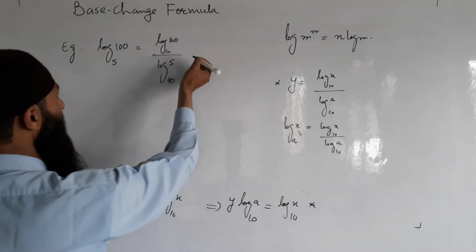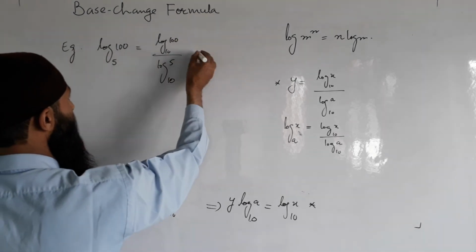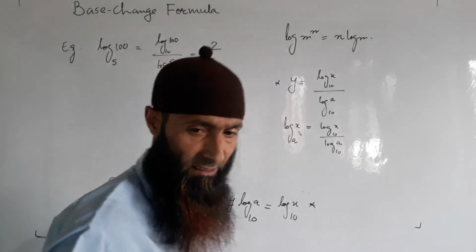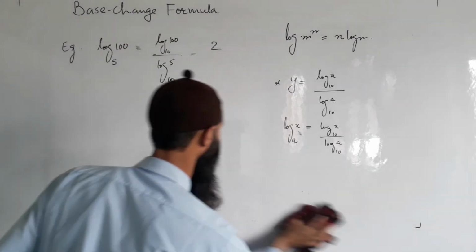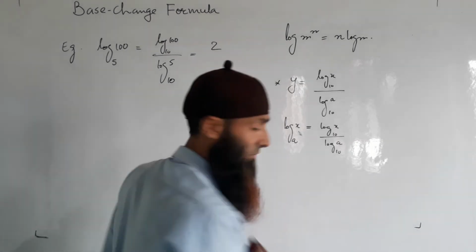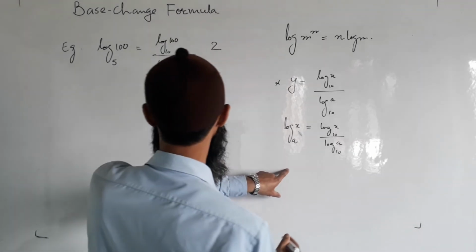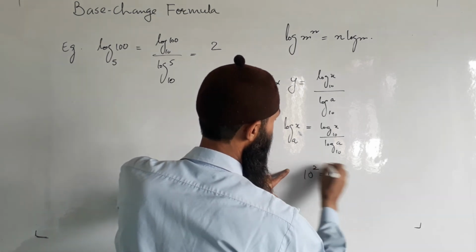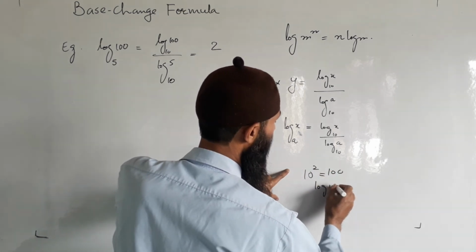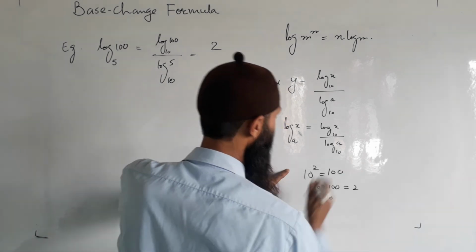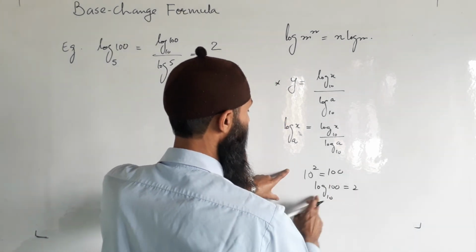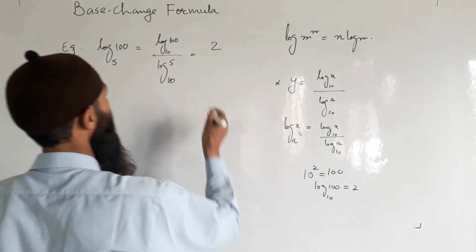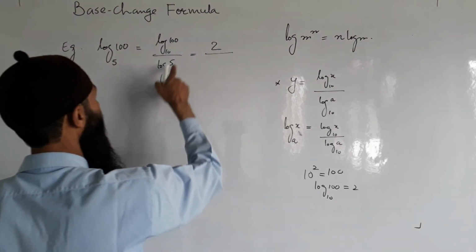Okay, so log of 100 to the base 10 is equal to 2, because the same reason follows over here. Because we know, guys, 10 square is equal to 100. That means log of 100 to the base 10 will be equal to 2. So the value is 2 divided by log of 5 to the base 10.